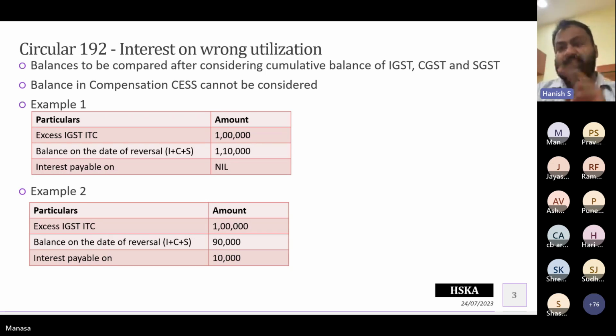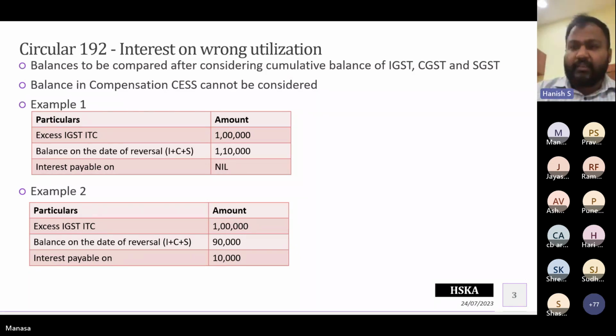So the circular does two things. First, it clarifies that as long as your total balance of credit is greater than the incorrect IGST credit which you have claimed, you are not required to pay interest. And whenever you utilize the credit also, the interest is required to be paid only to the extent of utilization. So in this case, because my balance has fallen below 1 lakh to the extent of only 10,000, I'm required to pay interest only on this 10,000 rupees.